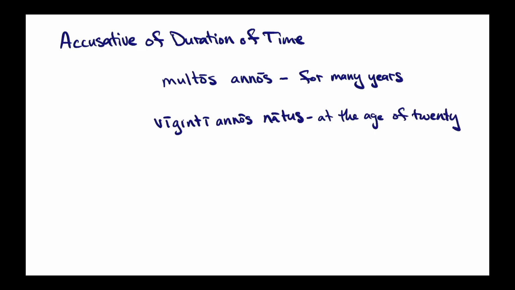And it really means something like the duration of time since birth when it's used with natus. So it's 20 years since birth, which means at the age of 20. Okay, let's go ahead and move on to a dative usage.